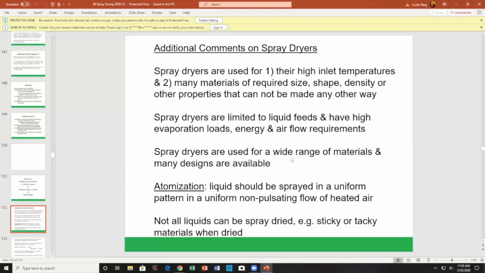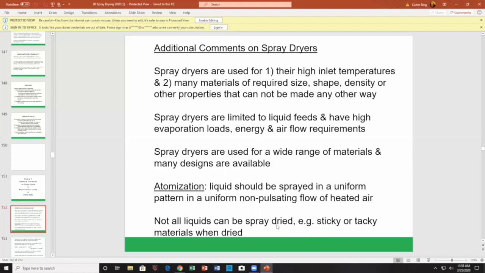Spray dryers are used for a wide range of materials and many designs are available. Liquid should be sprayed in a uniform pattern, hopefully. No maldistribution of feed, and a uniform non-pulsing flow of heated air. Now, having said that, maybe pulsing air might be helpful in some cases, but for the most part, you want a nice uniform flow of air.